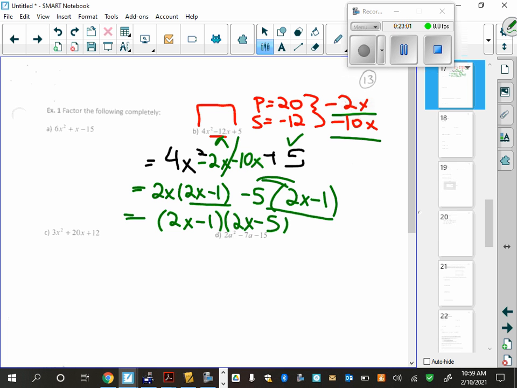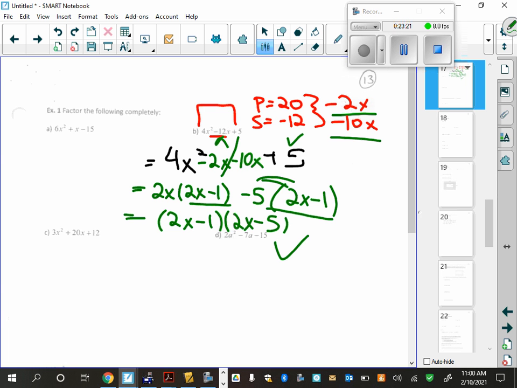Can someone FOIL that and check that in their head? Did you get 4x squared subtract 12x plus 5? Checks out. Olivia says yes. Anybody else say yes? Yep. Okay. Fine.